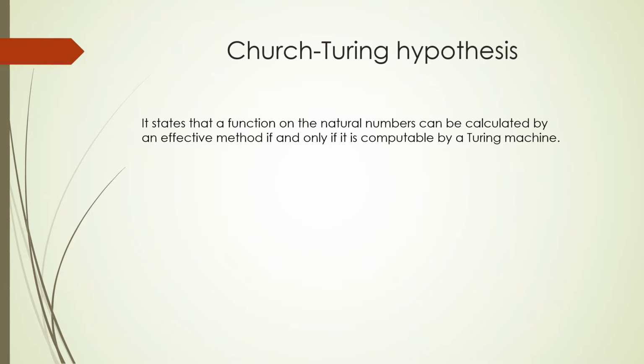So what do we understand from the Church-Turing hypothesis? A function on a natural number is solvable by a computer only if it is solvable by a Turing machine. So hence, the Turing machine is as powerful as our electronic computer.